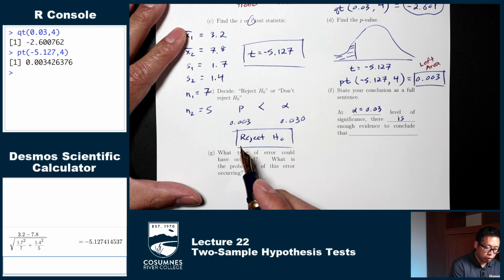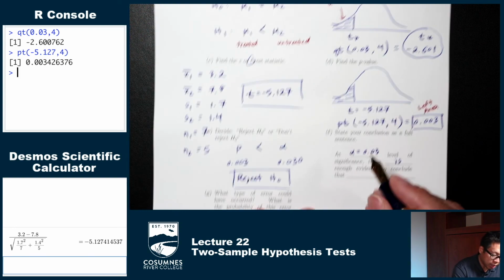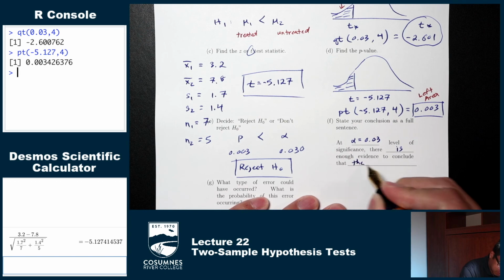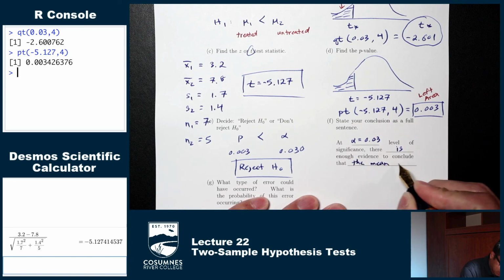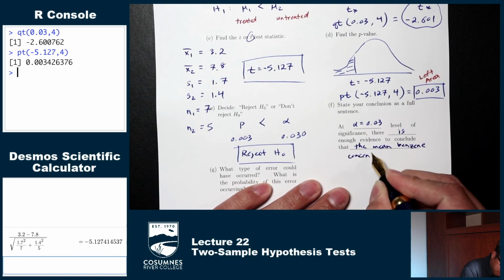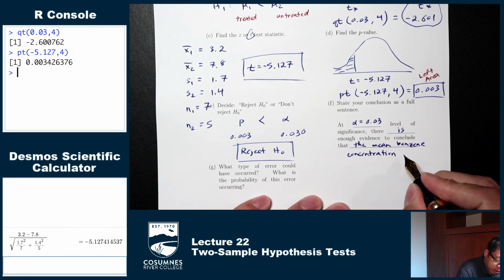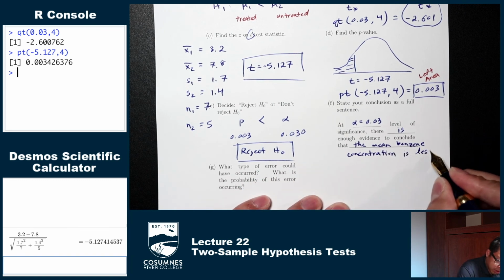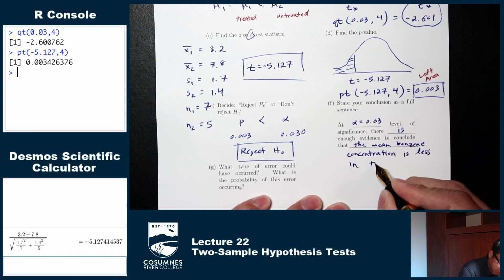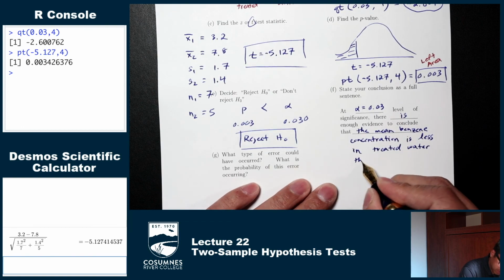So because we did reject H0, we can say that H1 is true. And H1 is saying that the mean benzene concentration is less in treated water than in untreated water.